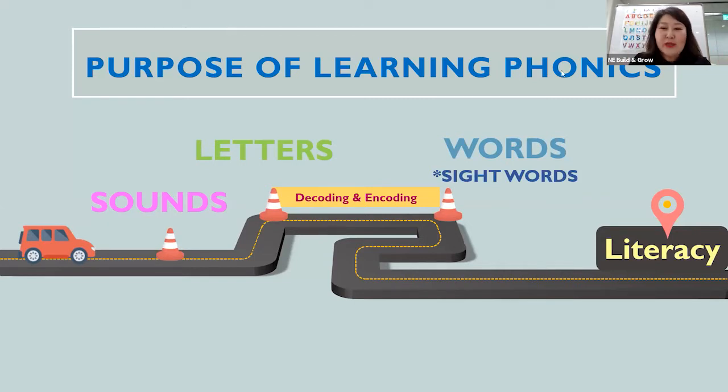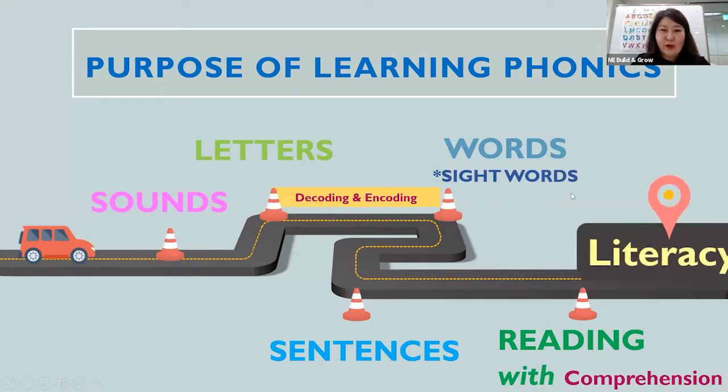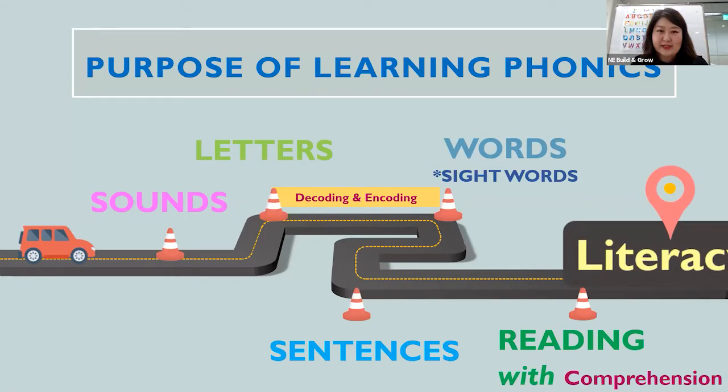So with these all together, they get to understand the sentence meaning, and then they are able to decode this sentence. After that, they're going to read fluently. But this fluently doesn't mean just saying out loud, but they need to understand the meaning out of it. After that, they're going to go to this literacy stage.